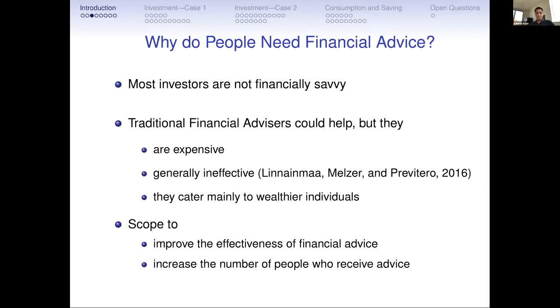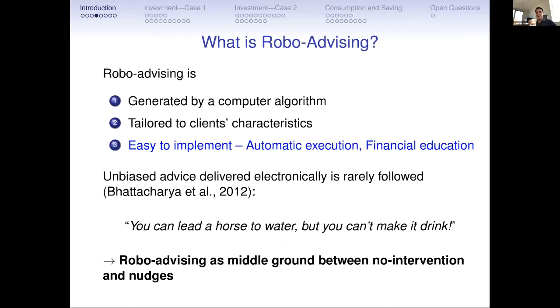Now, because of these problems, we know that there is a huge scope for increasing the effectiveness of financial advice, and in particular, increasing the number of people that receive financial advice. And I think that this is where robo-advising can come into play. But let me first define what robo-advising really is.